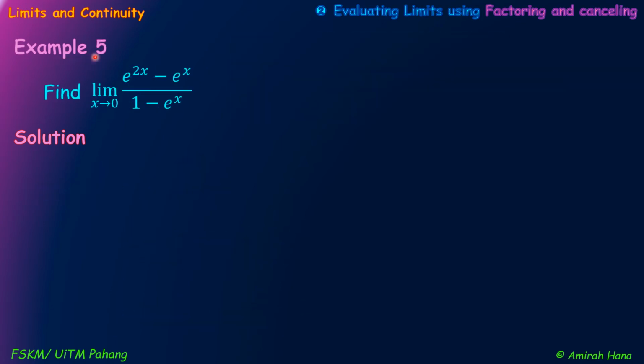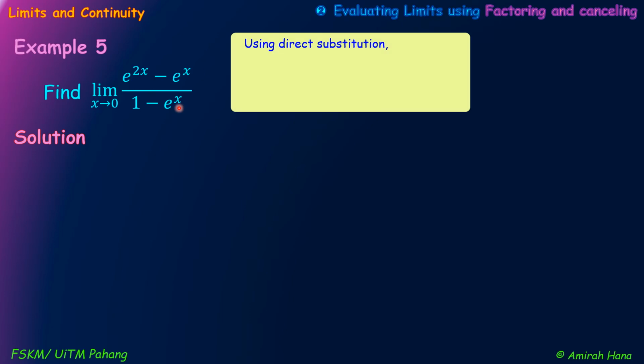Now we continue with example 5 under evaluating limits using factoring and cancelling. Find the limit as x approaches 0 of (e^(2x) minus e^x) over (1 minus e^x). Let's say we use direct substitution. From the given question here, we just plug in 0 for x here. So we get this.